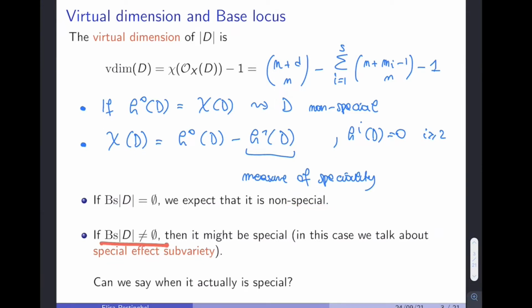Whereas when the base locus is not empty, so if there's something else, then it might or might not be special. When it's special, we talk about special effect subvariety to define the varieties that are contained in the base locus of this linear system. So, the question is, can we say when it actually is special, and can we describe this special effect subvariety and even determine how much they contribute to the speciality of the linear system?